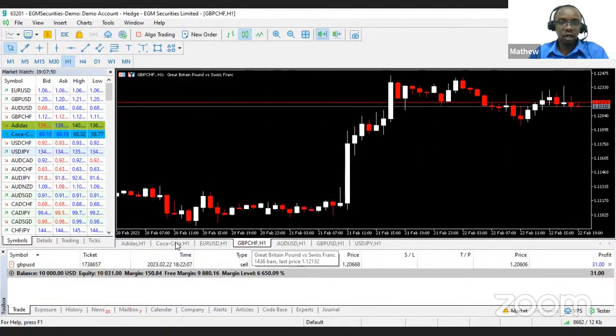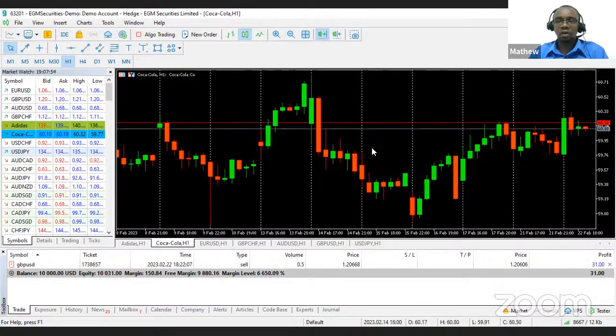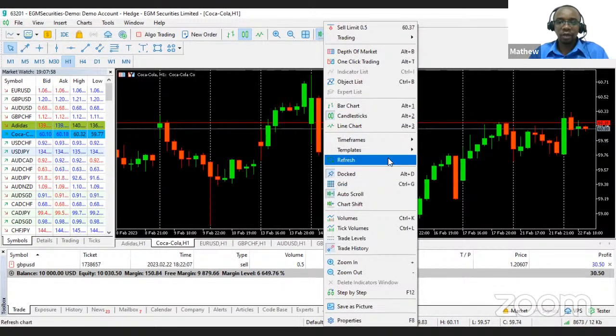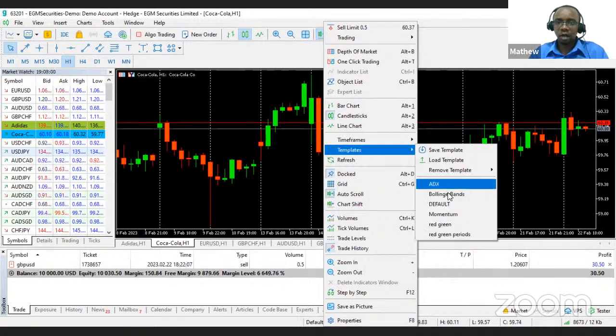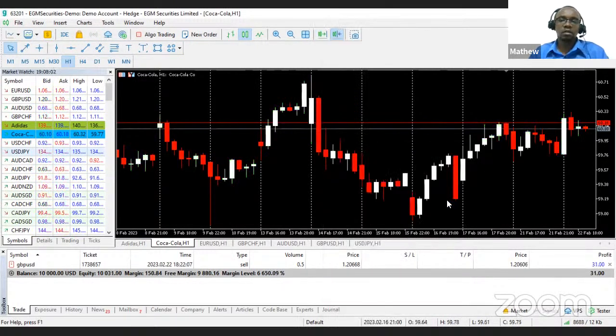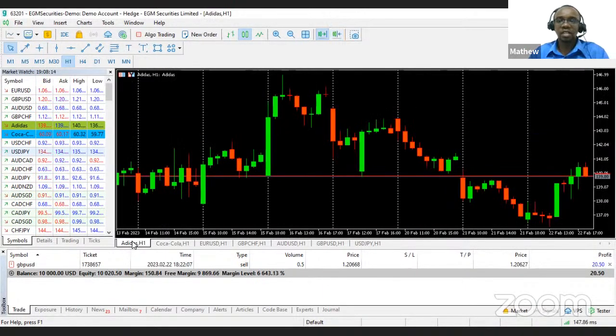For example, as you can see, this is Coca-Cola. Coca-Cola has a totally different template. So we can come here, template, choose default, right? You see the default template now becomes the new template. So instead of having that every time you're changing, let's go back to Adidas.